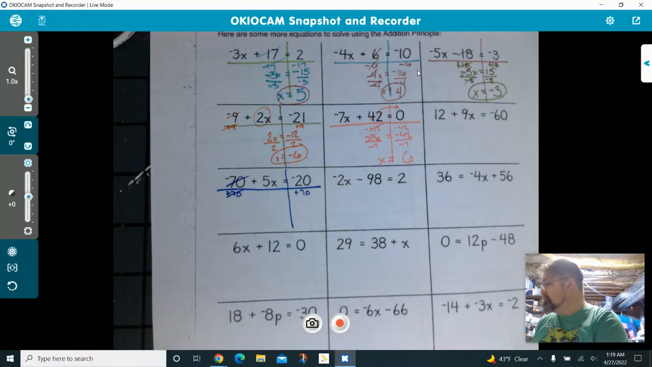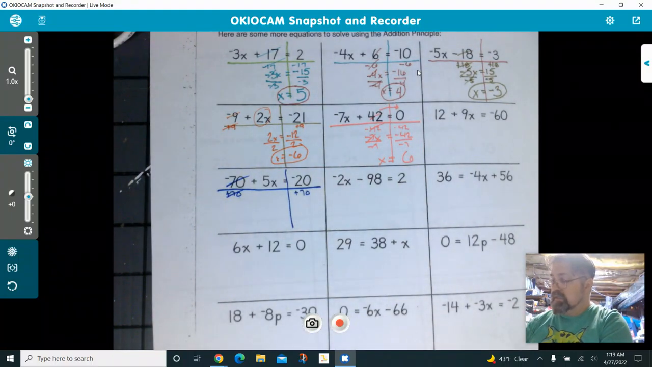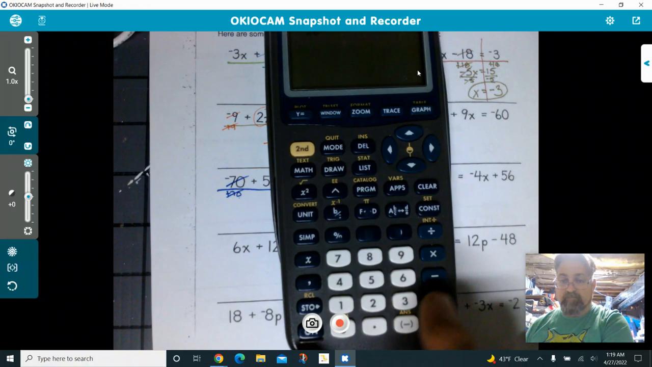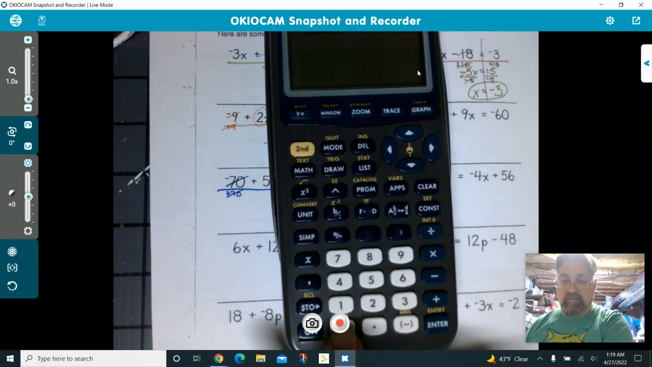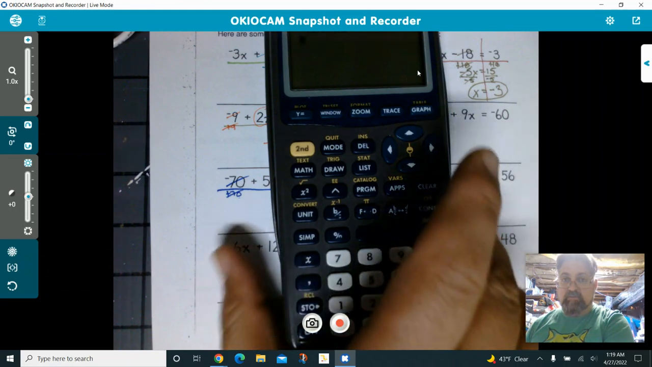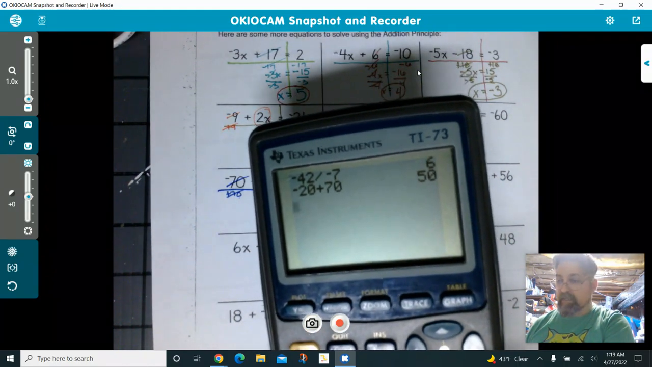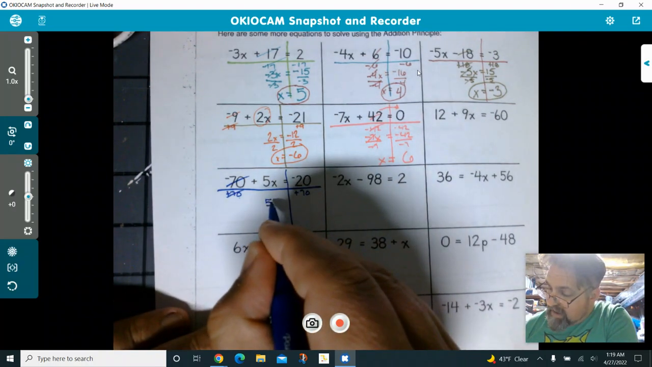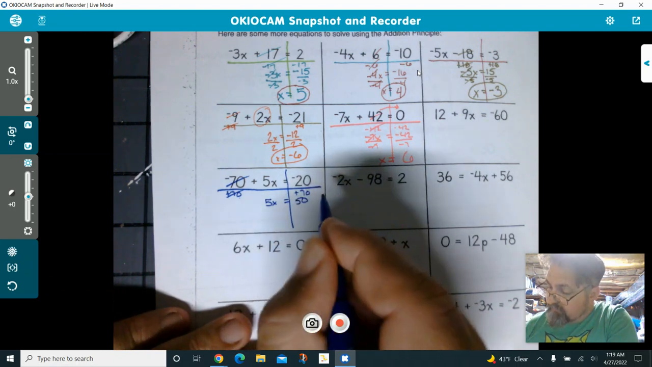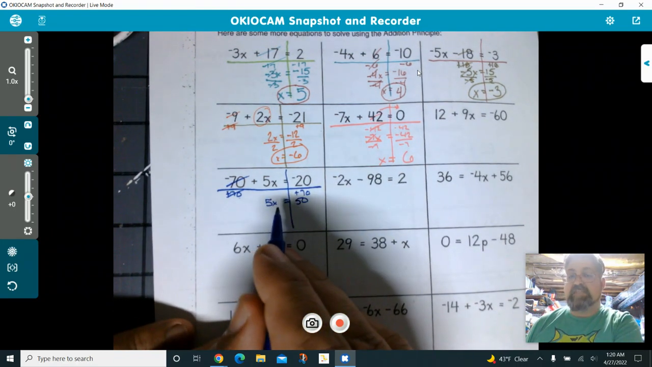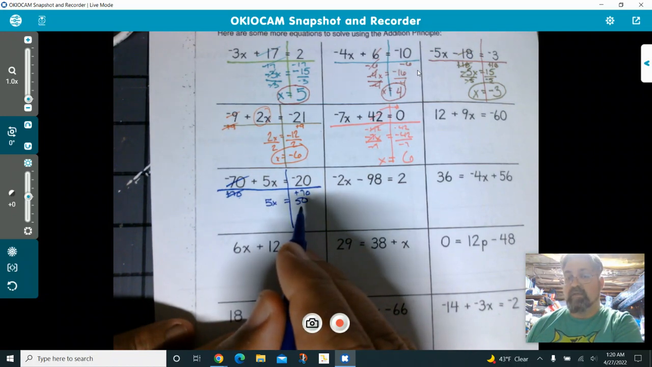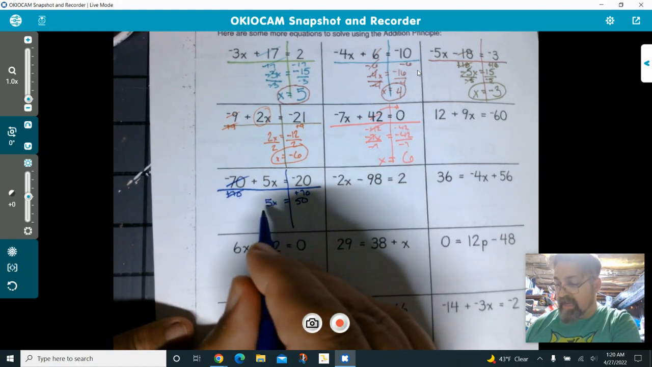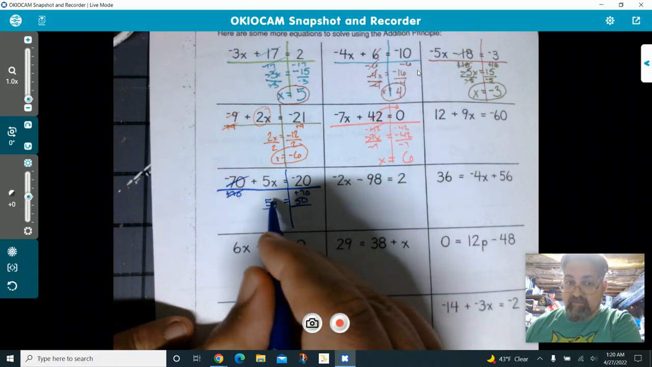So if I were to take, say, negative 20 plus 70, what does that equal? 50. That means I have 5x equals 50. 5 times this number gives me 50. So to figure out what this number is, I have to do the opposite of times 5, which is divide by 5, the number in front of my letter.